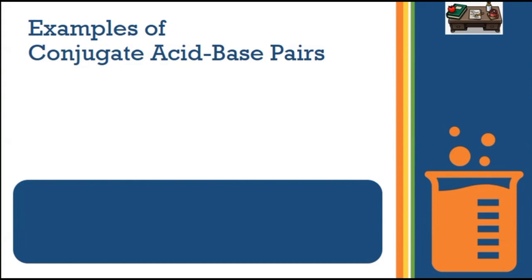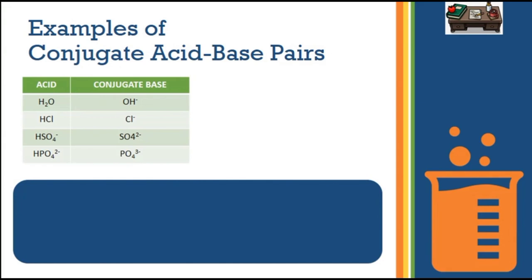Let's have a look at examples of conjugate acid-base pairs. So there we have our acid, we have water, then we have hydrochloric acid, then we have the hydrogen sulfide ion, then we have the hydrogen phosphide ion. And notice its conjugate base, OH minus, Cl minus, SO4 2 minus, PO4 3 minus. That's the phosphate ion, the sulfate ion, the chloride ion, and the hydroxide or the hydroxyl ion. So every acid will have its conjugate base.